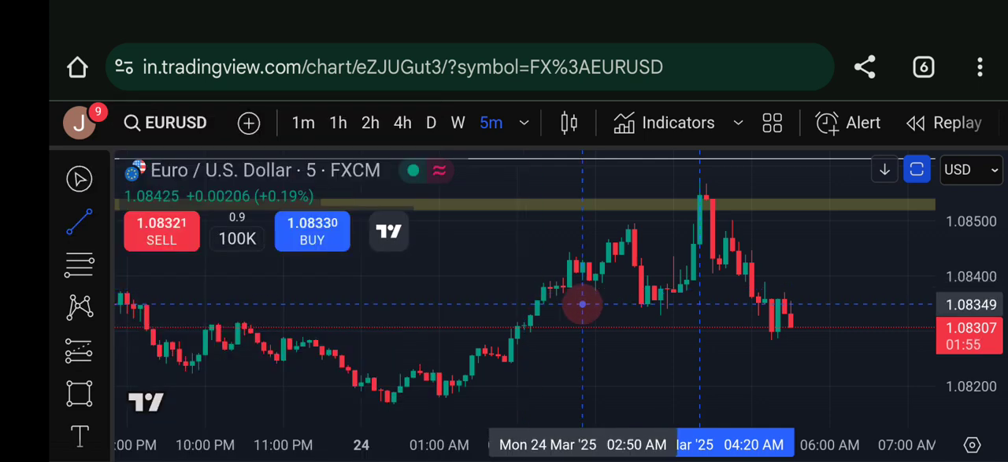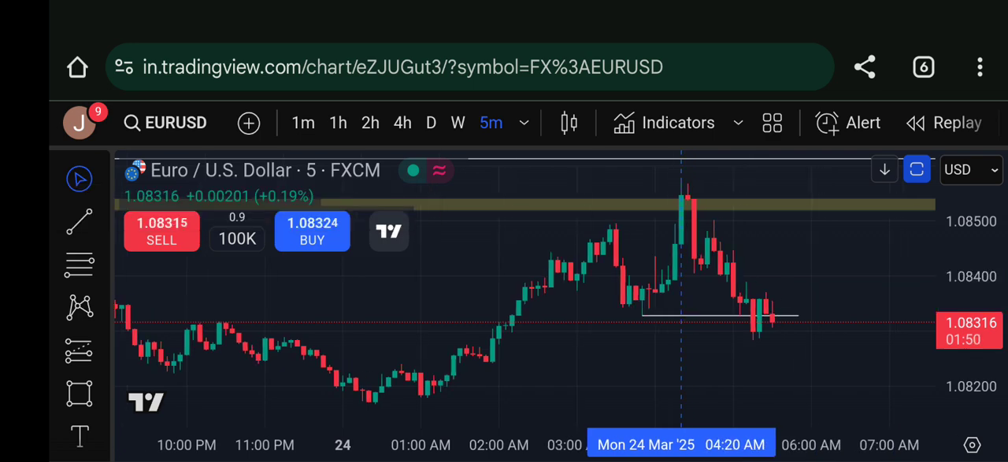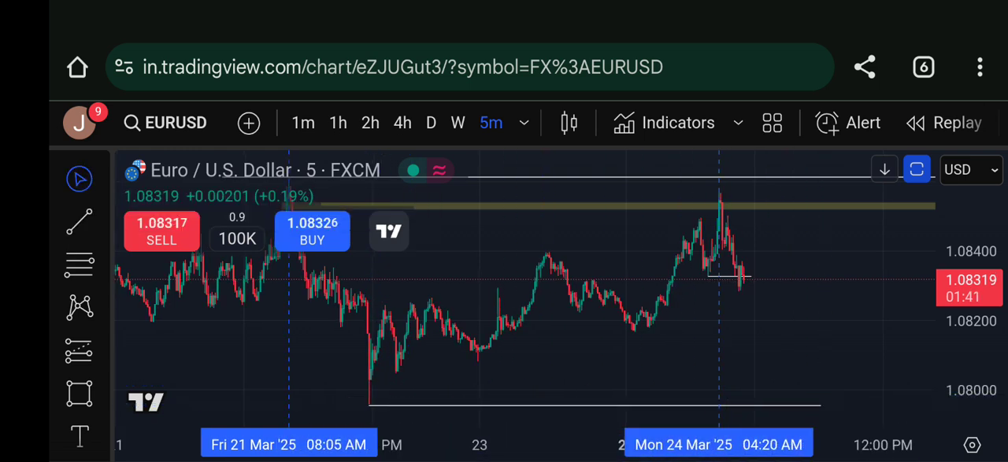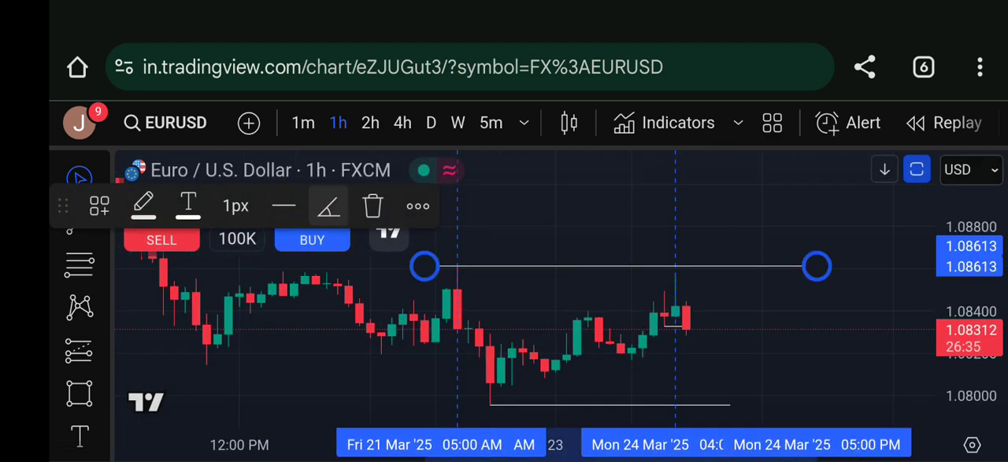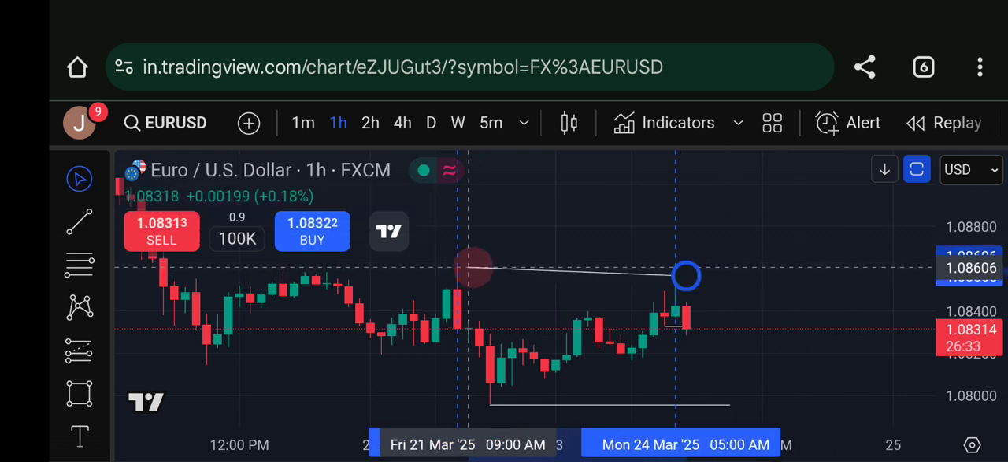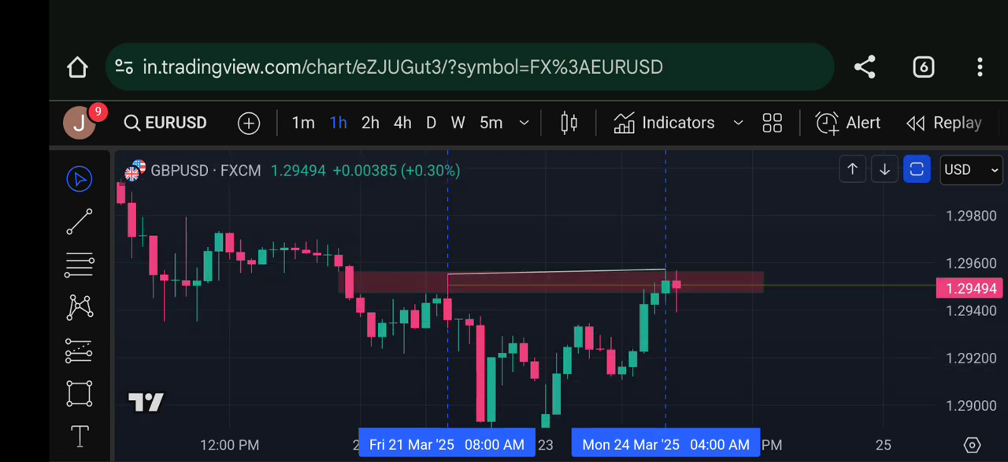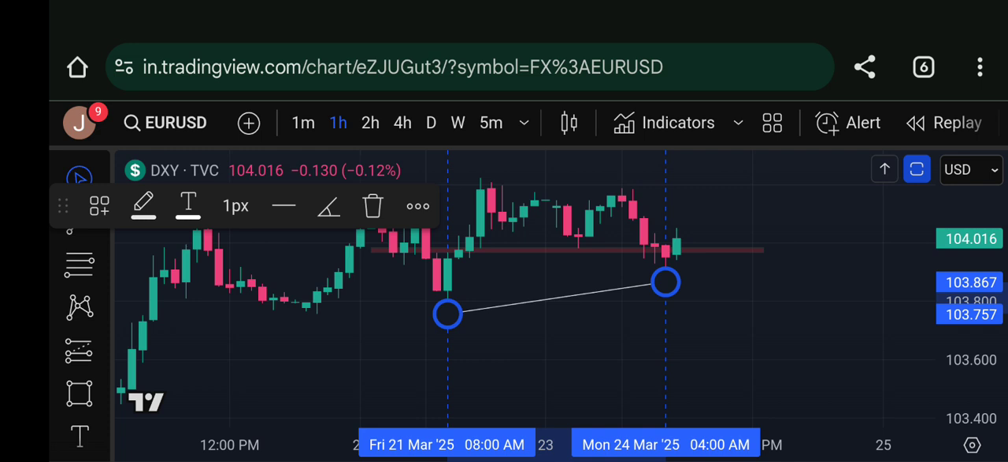Also there is a market structure shift here, guys, on the 5-minute time frame. I want price to move below these lows here, guys. This is the low I'm targeting, as this is a 1-hour SMT, guys. Price made a lower low in Euro, whereas price made a higher high in GBP, and price made a higher high in DXY. So this is SMT, guys.